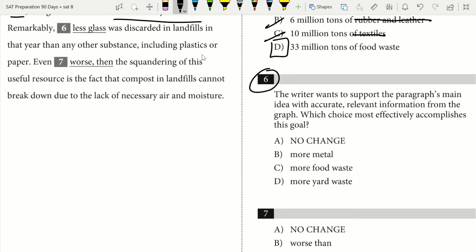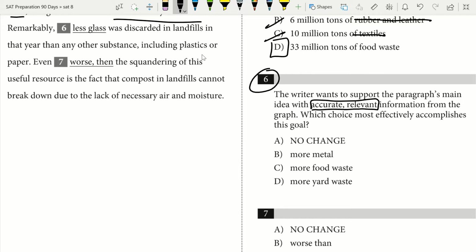It says the writer wants to support the paragraph's main idea with accurate, relevant information from the graph. Which choice most effectively accomplishes this goal? So the key part that I'm seeing here is the word accurate, relevant information from the graph. In order for us to include anything from the graph, we have to check with the graph and make sure that it's accurate and true.